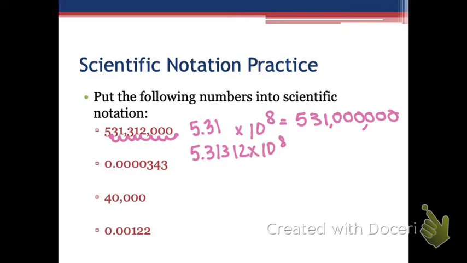Okay? So it might tell you, put this number into scientific notation with 2 decimal places. And that's what this would be, 2 decimal places. Because you know what I mean when I say decimal places? Digits after the decimal point. Are we on the same page with that?